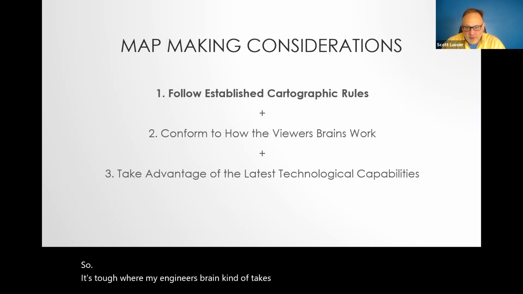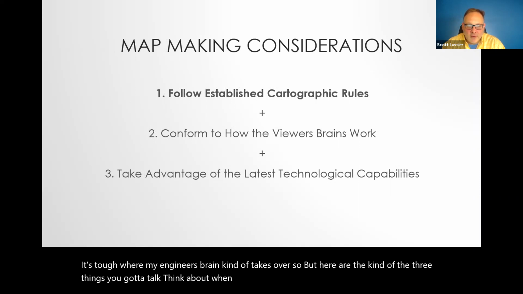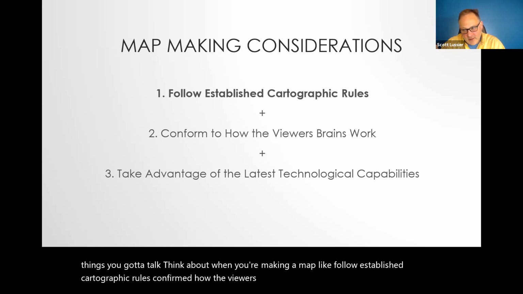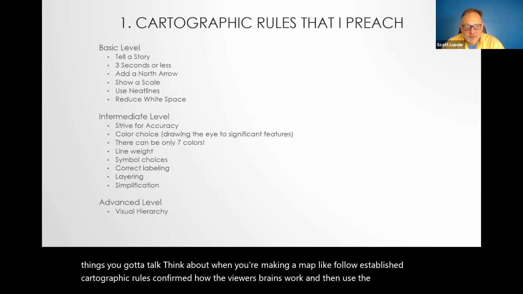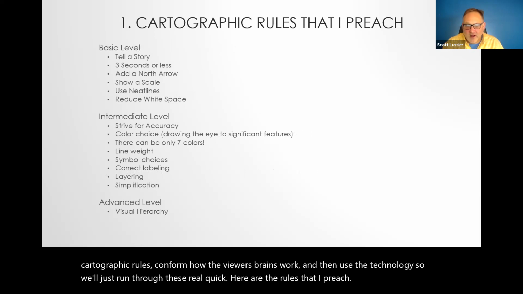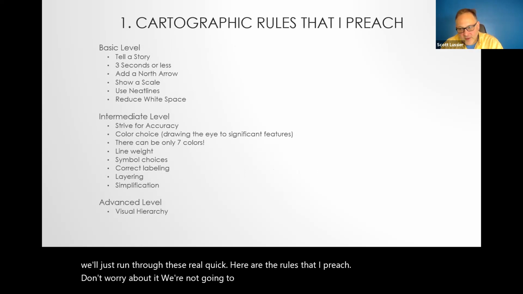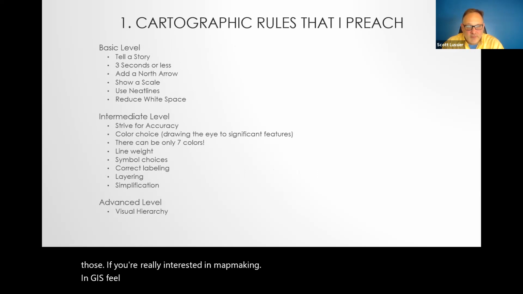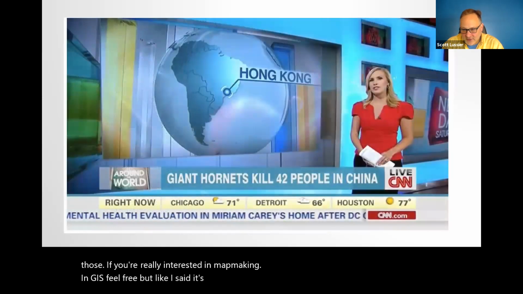But here are the three things you've got to think about when you're making a map: follow established cartographic rules, conform to how the viewer's brain works, and then use the technology. So we'll just run through these real quick. Here are the rules that I preach. Don't worry about it. We're not going to go into all this, but if you want to pause it and look at those, if you're really interested in map making and GIS, feel free. But like I said, it's a lot about data and accuracy.